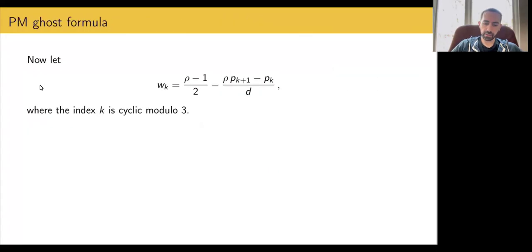I'm going to define this parameter w sub k, where the index is cyclic modulo 3. So P3 wraps back around to P0 here. This is a quadratic irrational because rho is a quadratic irrational. So w_k is an element of this number field right here.